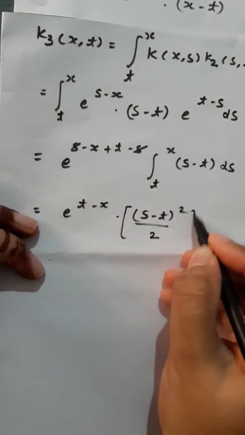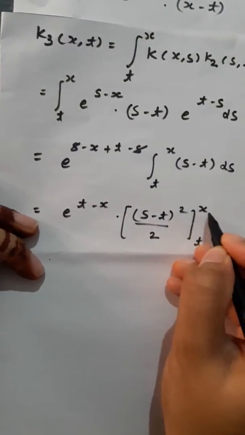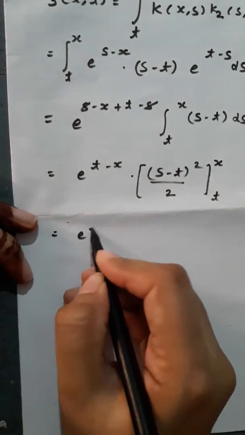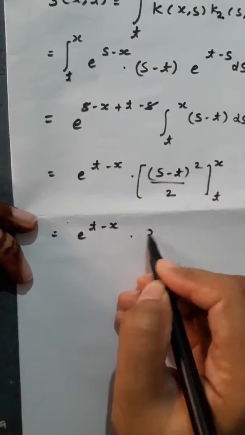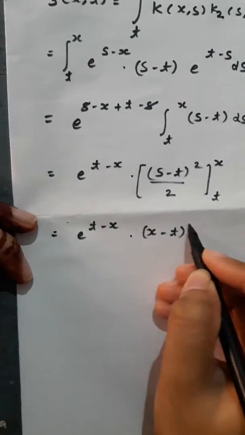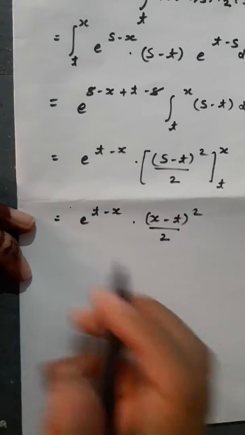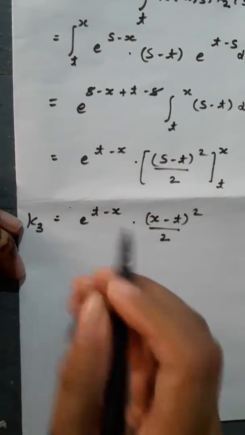So the limits are t and x. So apply the upper limit and lower limit. You will get e to the power t minus x into (x minus t) square by 2. When you put t here, you will get 0. So you got k3.